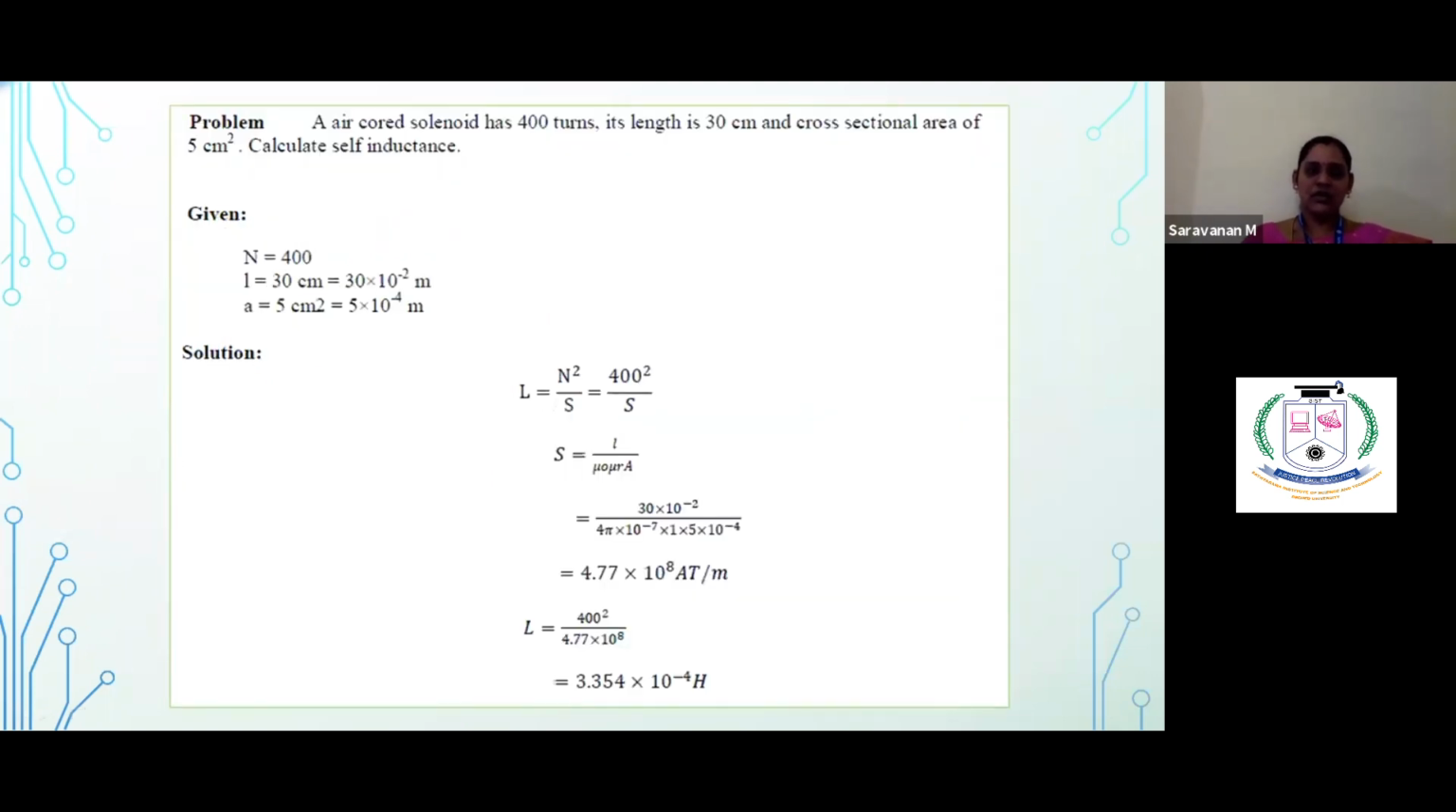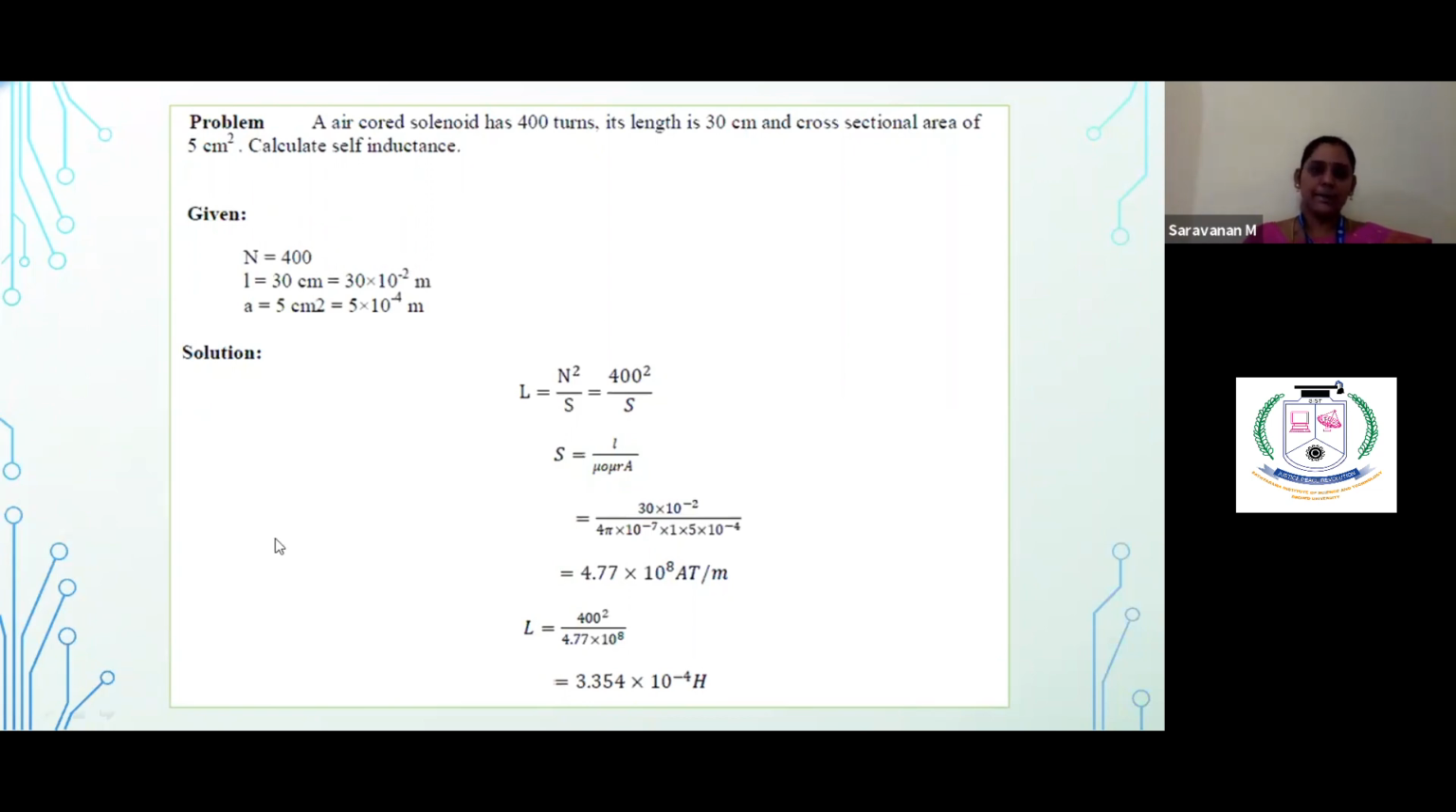So only one thing: when the problem is given, first write the given data. What data is given for you, and then write what you need to find. So from the given data and what you have to find, correlate it, and for this correlation use your formulas. Very simple. So when you remember the final expressions of these formulas, you can easily substitute and get the answer.